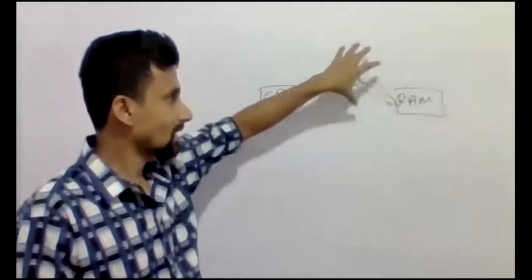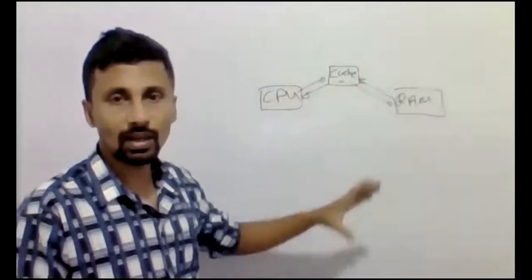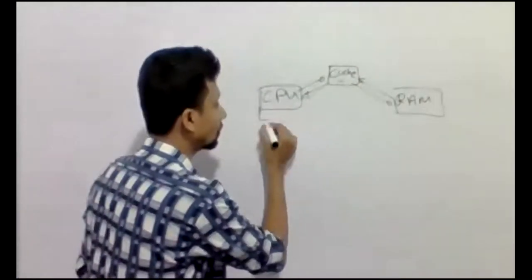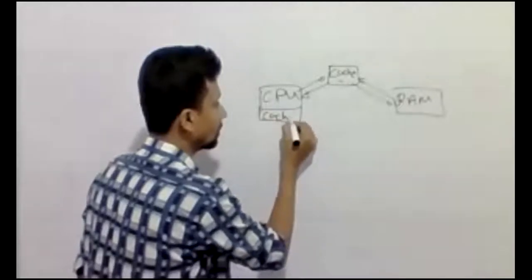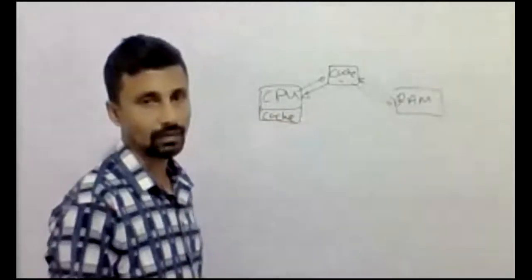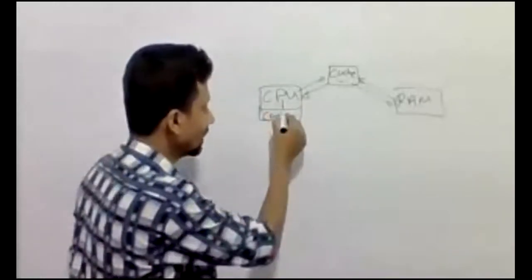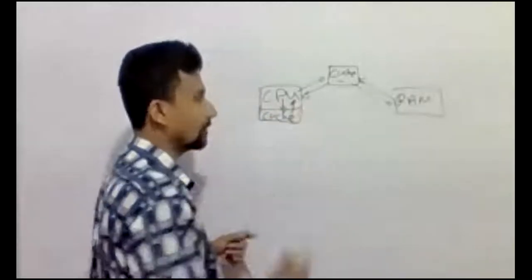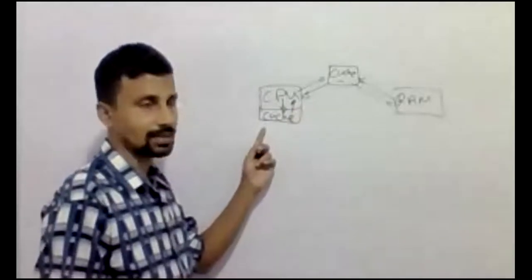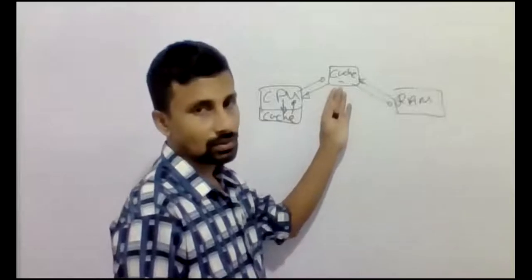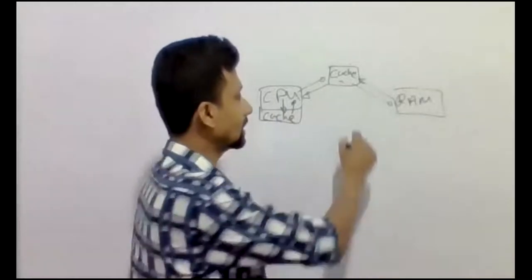This cache memory can be level 1, level 2, and level 3. Level 1 cache memory is within the CPU. Level 2 can even be within the CPU. That's very easy, taking data very fast from the level 1 cache. Then level 2 can be there, and level 3 also can be there. Most of the time they are on the motherboard.